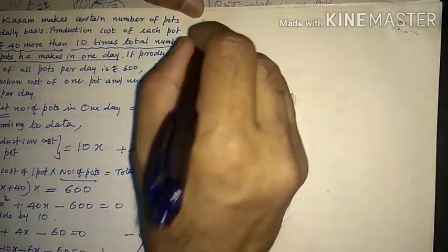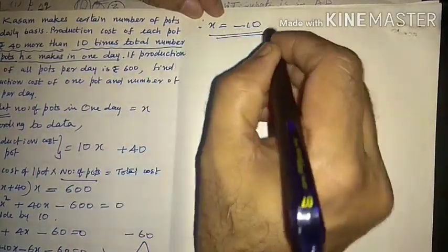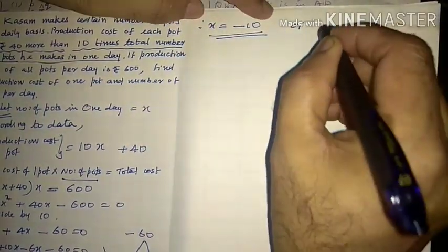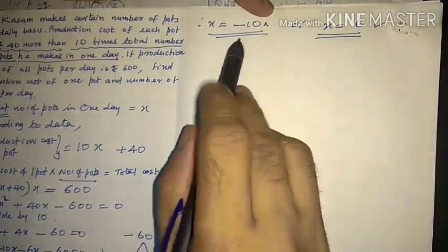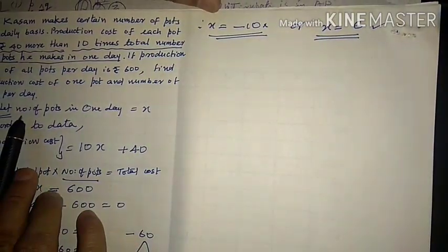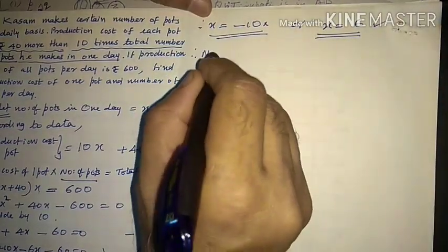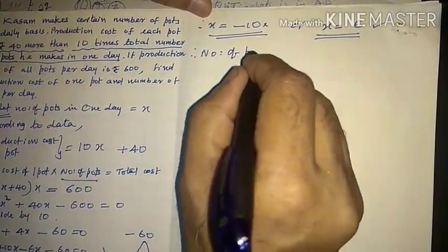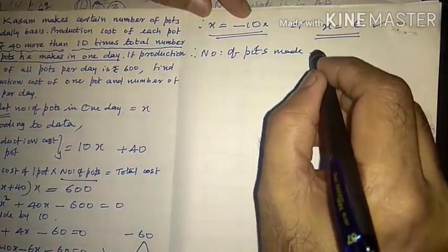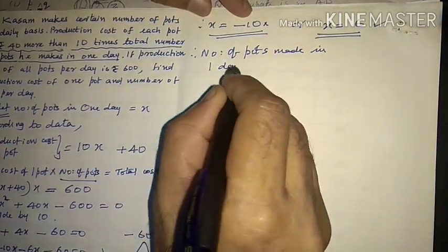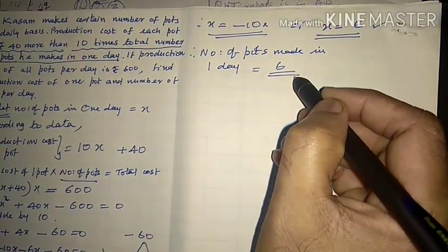Therefore x is equal to minus 10, which cannot be taken, or x is equal to plus 6. We cannot take minus 10 because x is the number of pots made in one day. Therefore the number of pots made in one day equals 6. Now what are they asking?